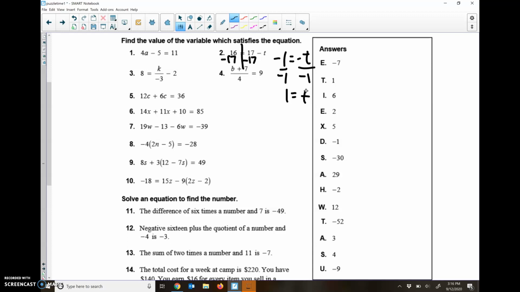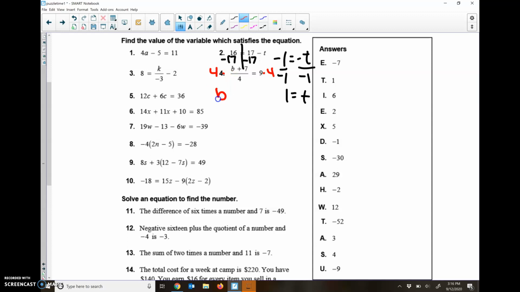Okay. Number 4 here. This is the one exception to the rule. So remember, if you watched the last video, this is the one problem where I'm not looking to add or subtract first. This is the one where I'm looking to multiply first. So it says divided by 4. So I'm going to multiply both sides by 4.